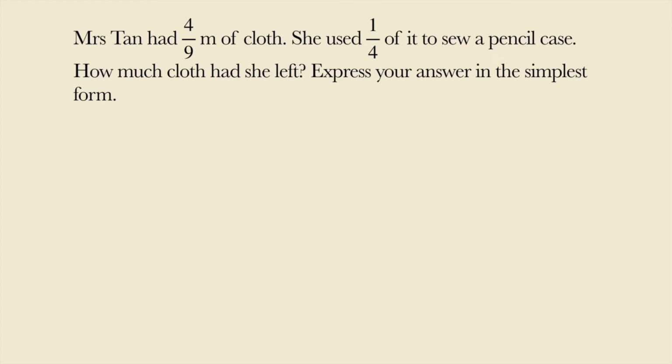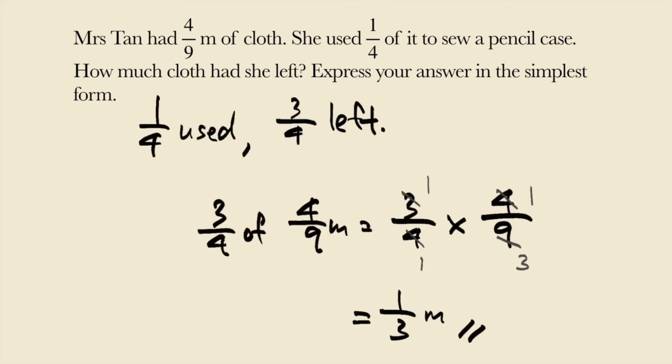Now, do not be confused by fractions here. I know there's a fraction here, there's a fraction here, but this is 1/4 as in 1/4 units. This is 4/9 as in actual meters of cloth. Okay, she used 1/4 to sew a pencil case. How much cloth had she left? Now, if 1/4 was used, that also means 3/4 was left. And what actual length of cloth was left is 3/4 of that 4/9 meters.